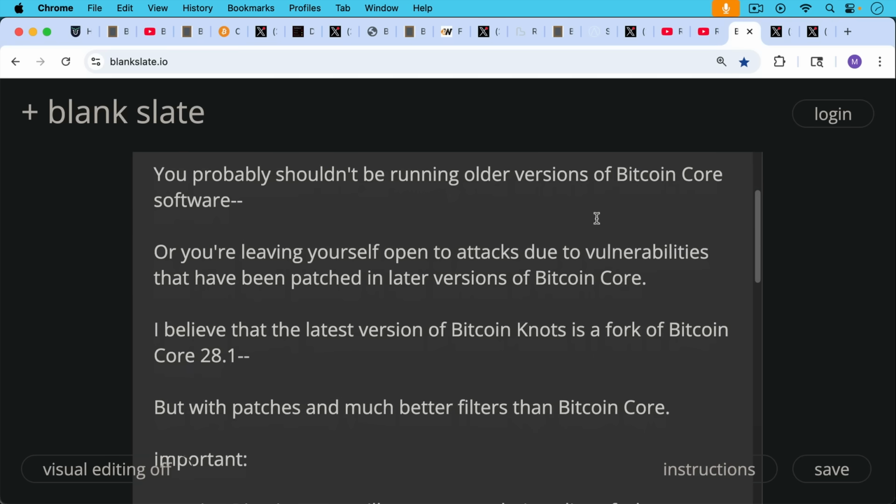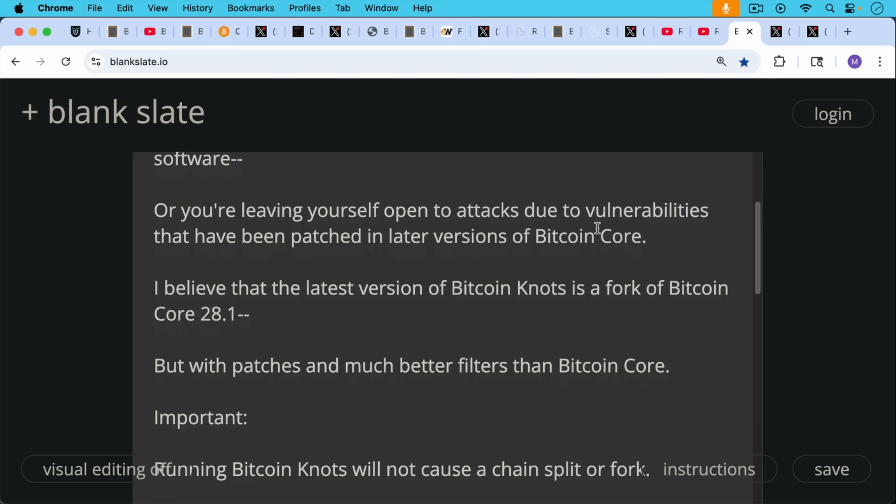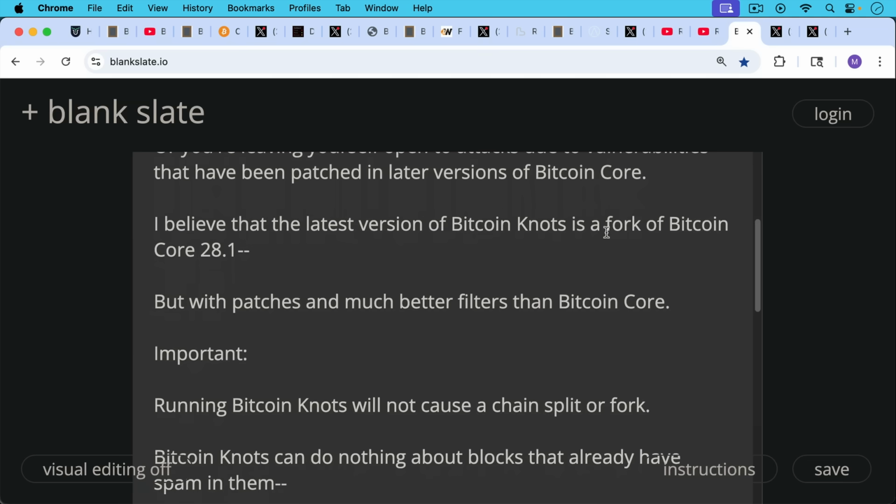I believe that the latest version of Bitcoin Knots, as I said earlier, is a fork of Bitcoin Core 28.1, but it does have patches that Luke Dashjr has put in, and also much better filters than Bitcoin Core has in order to stop the spam.